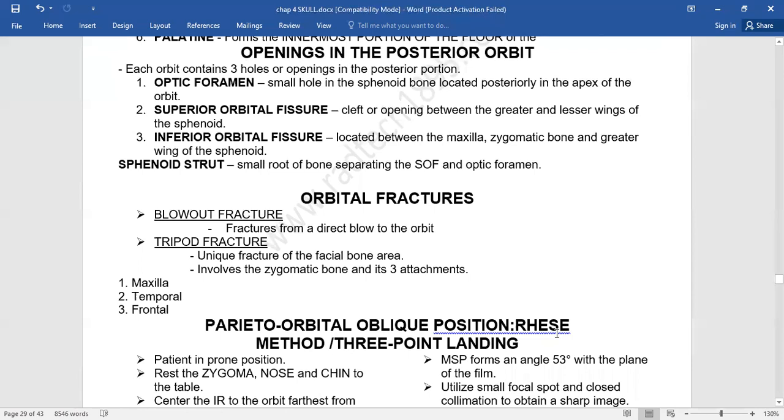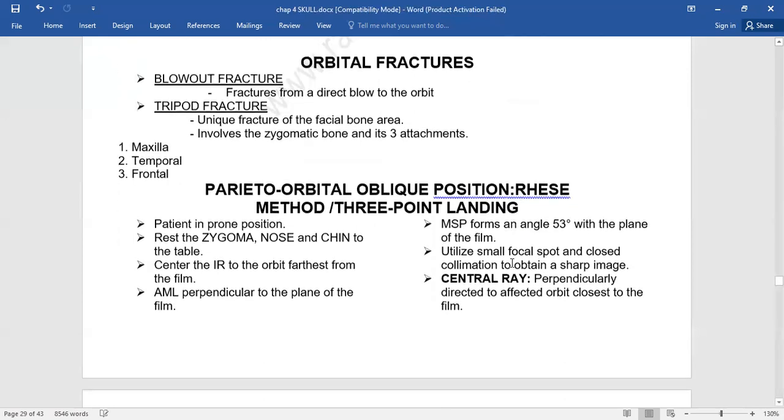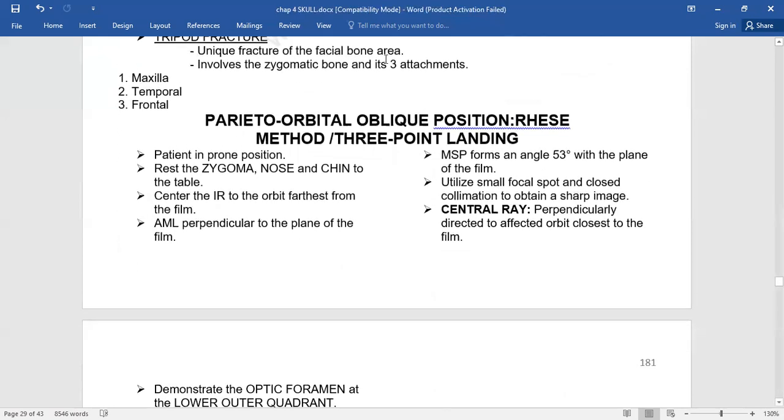So there are two most common orbital fractures that are seen sa radiographic examinations. We have the blowout fracture and the tripod fracture. Blowout fracture, so this is caused from a direct blow to the orbit, kapag sinuntok ka sa mata, kapag tinamaan ka ng bola sa mata, or kapag hinampas ka sa mata mismo. So blowout fracture ang tawag. So tripod fracture naman, this is a unique fracture to the facial bone and involves the zygomatic bone and its three attachments like the maxilla, the temporal, and the frontal bone. Kaya tinawag siyang tripod fracture.